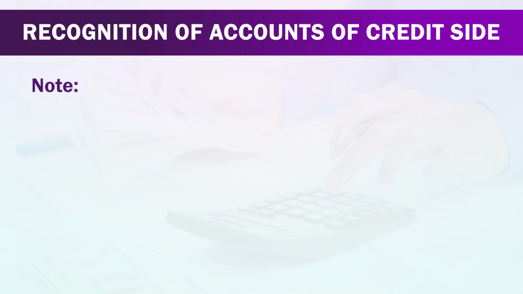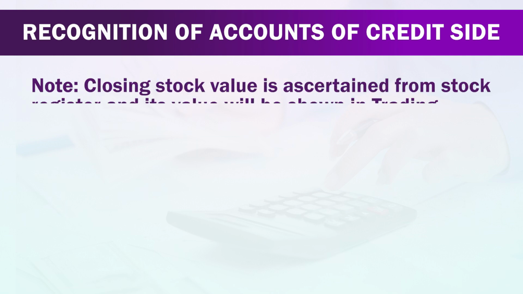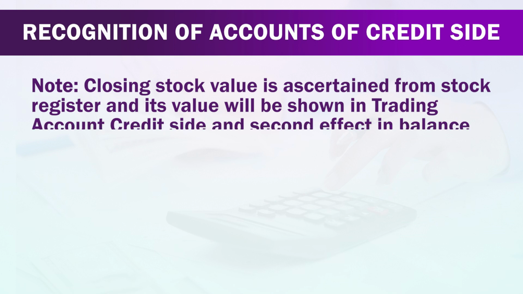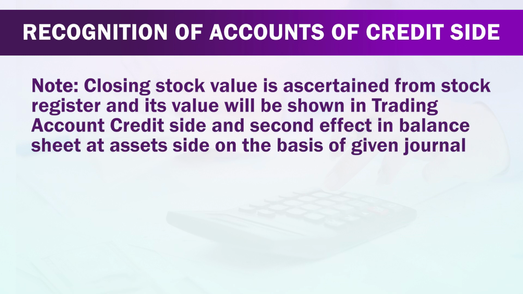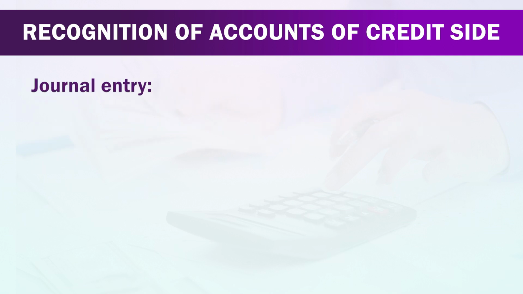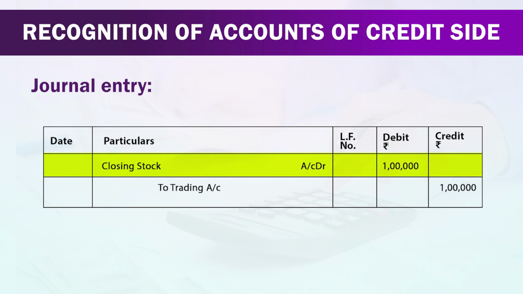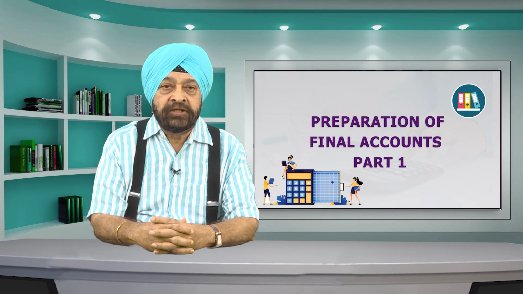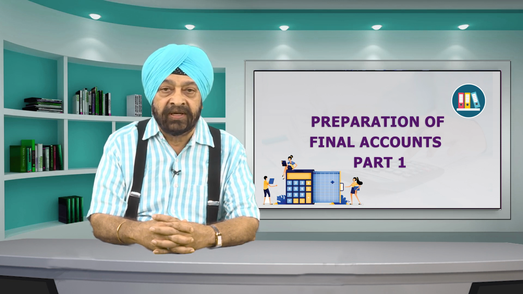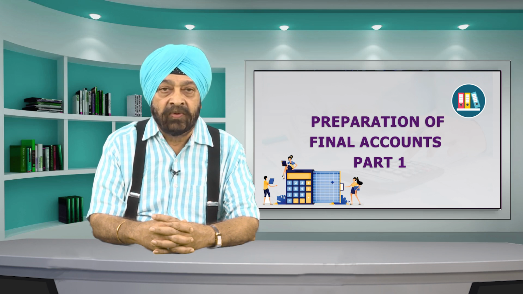Friends, note over here, that is about closing stock. Closing stock value is ascertained from stock register and its value will be shown in trading account credit side and second effect in balance sheet at asset side on the basis of given journal entry. Journal entry will be like this: closing stock account debit by rupees 1 lakh and trading account will be credited by rupees 1 lakh. It is to be remembered that according to conservatism concept, market value or cost price of stock, whichever is less, is to be recorded. Here no information is given about cost and market value, thus it indicates that cost and market value are same.